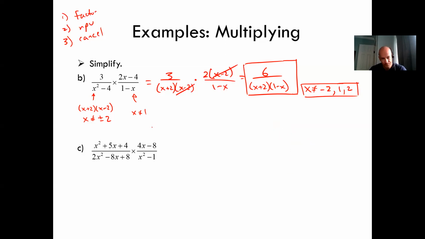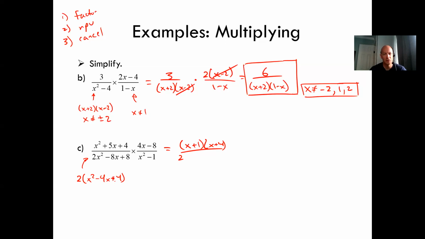Okay, here's C. So this looks like a lot of stuff that can factor. So let's go ahead and do it. So I'm just going to factor the top. This is going to be x plus 1 and x plus 4. The bottom looks like I can factor 2 out of it. So I'm just going to jot something down here. It's a little too much for me to carry in my brain.